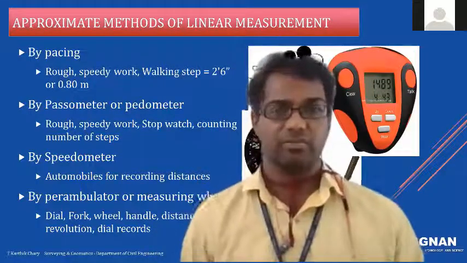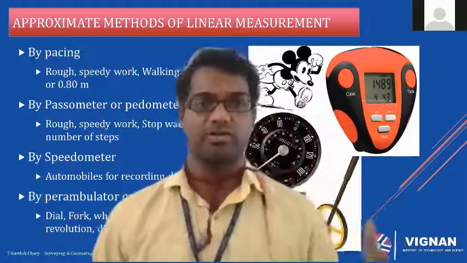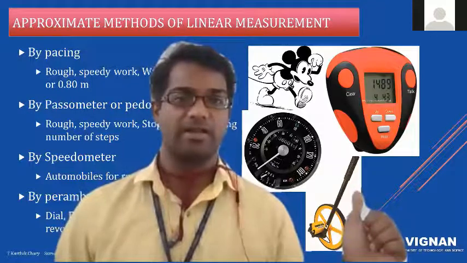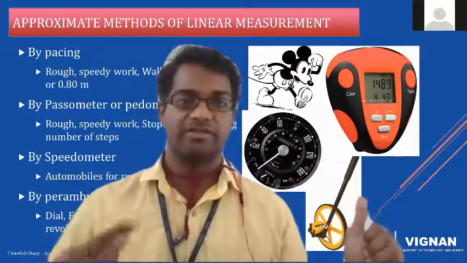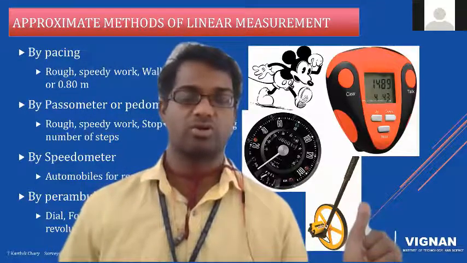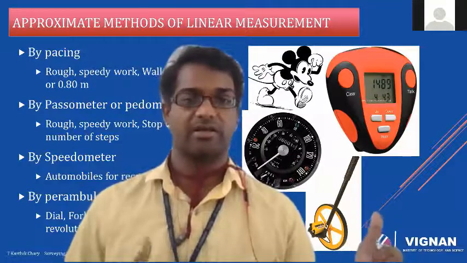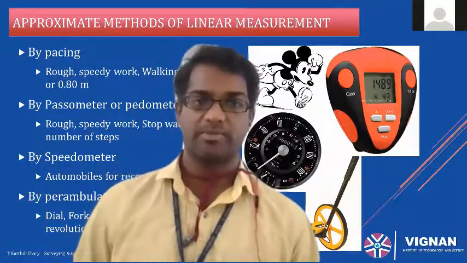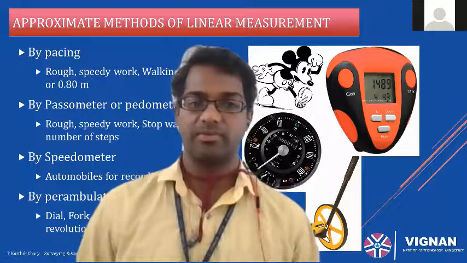Then we have the speedometer. This is how the speedometer looks. It is fitted to automobiles. The wheel is fitted, the wheel length is known, and automatically you can know how much distance you have traveled. This is another way of the approximate method of calculating length.